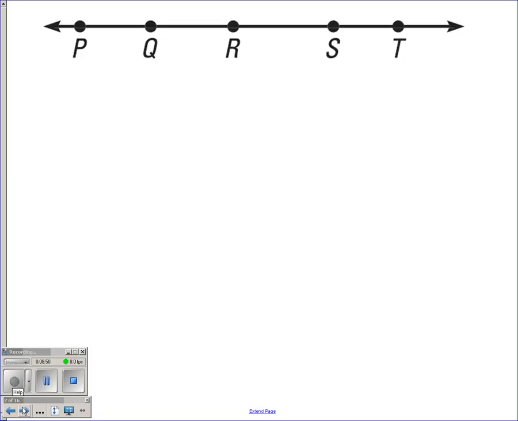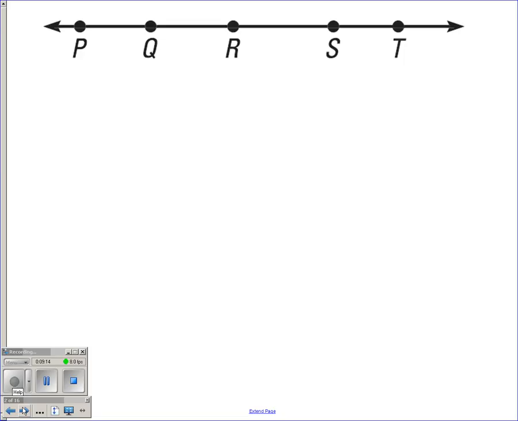Let's take a couple of these. It says, in the diagram, P, Q, R, S, and T are collinear. Again, collinear means in the same line. And then it says that the length of PT is 54. The length of QT is 42. The length of QS is 31. And the length of RS is 17.